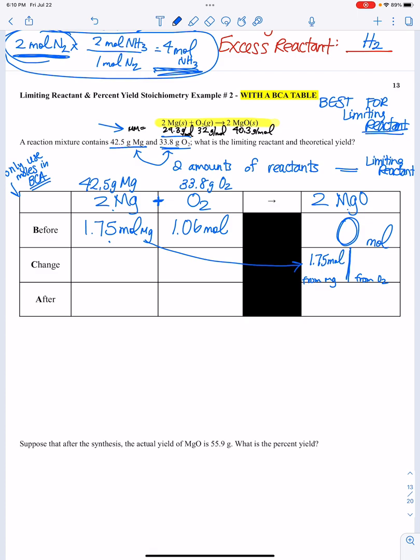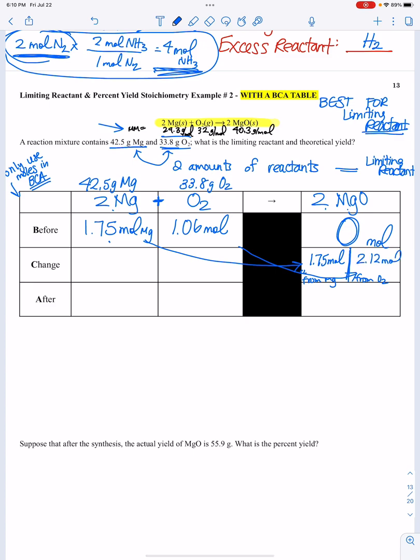That would only be if Mg was my limiting reactant. But what about O2? Well, if I had 1.06 moles of O2, I had to ask myself how many moles of MgO could I make? Well, this is a 1 to 2 ratio. I have 2 times the amount of MgO as I do O2. So I'm going to multiply this by 2.